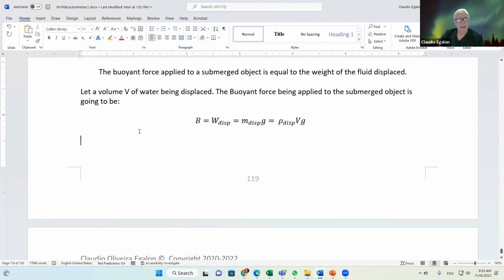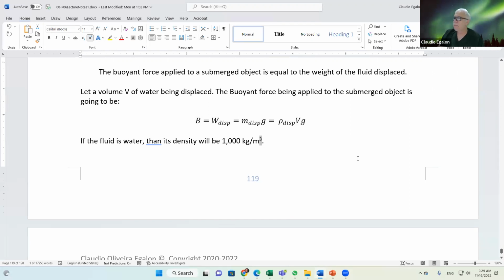Okay? If the fluid is water, then its density, you already know, will be 1,000 kilograms per cubic meter. Okay, here you go, 1,000 kilograms per cubic meter.